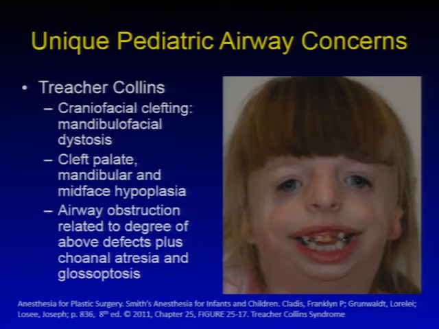Treacher Collins is another unique pediatric airway concern. These children have mandibular and mid-face hypoplasia with variable eye and ear deformities. These children are notoriously difficult or impossible to intubate and may also be difficult to ventilate. The airway obstruction in these children is often related to the degree of their defect. In addition, they often have choanal atresia as well as glossoptosis.